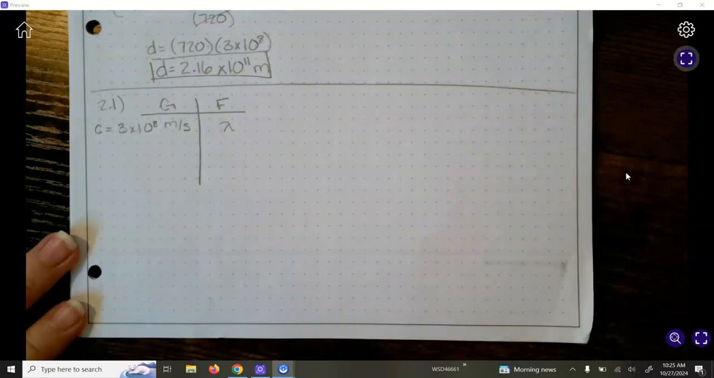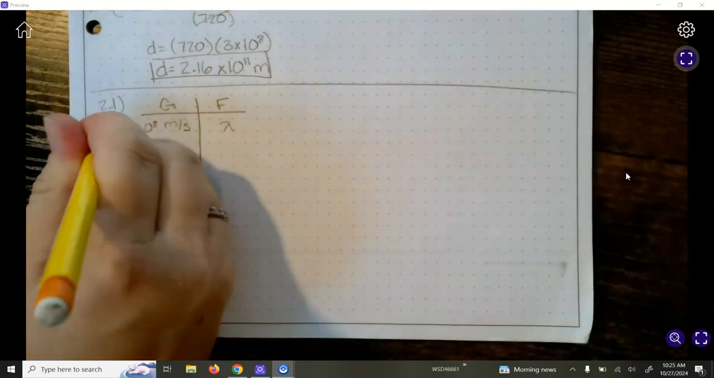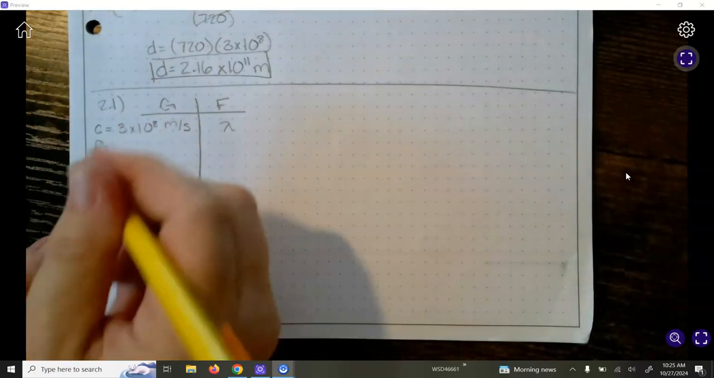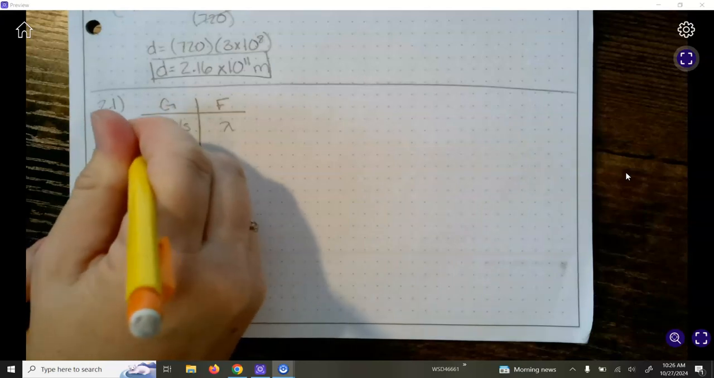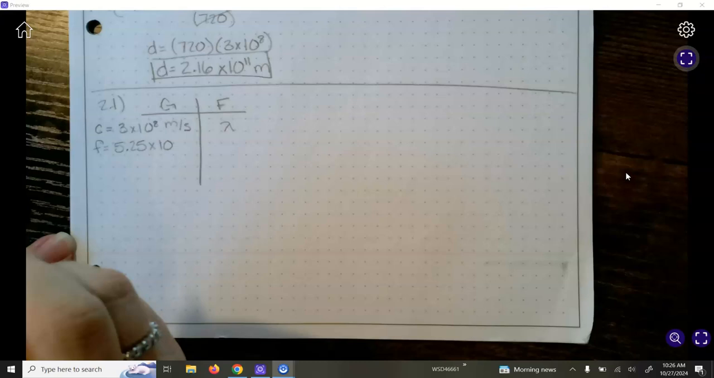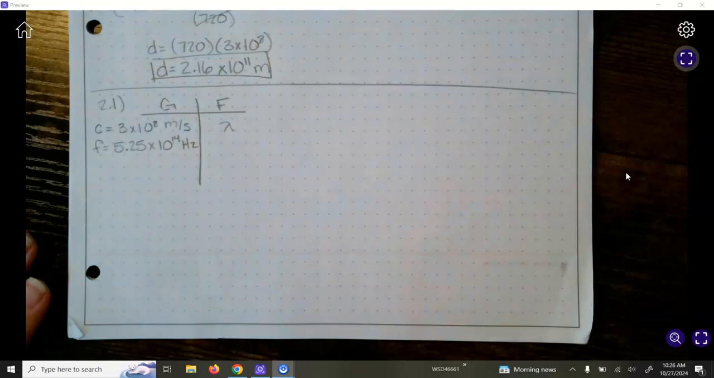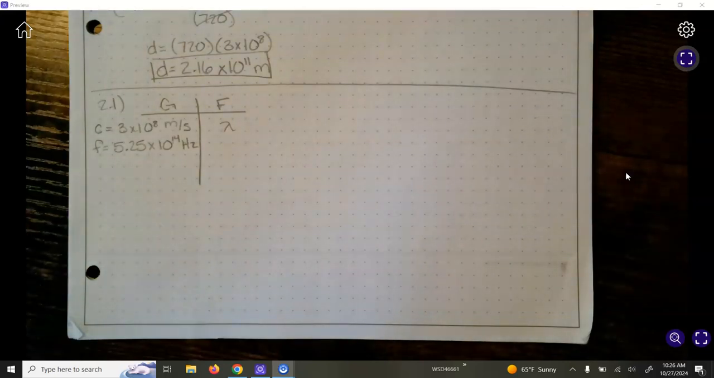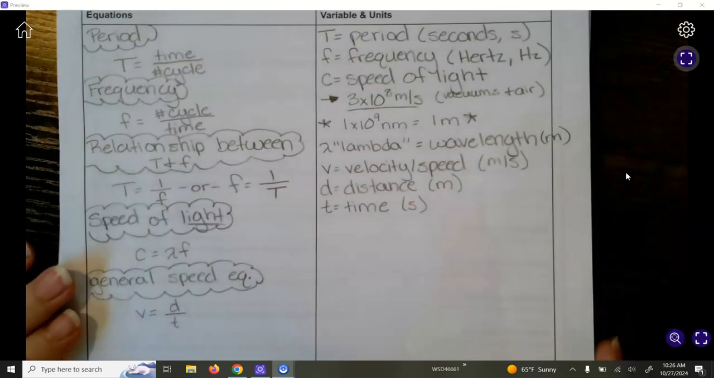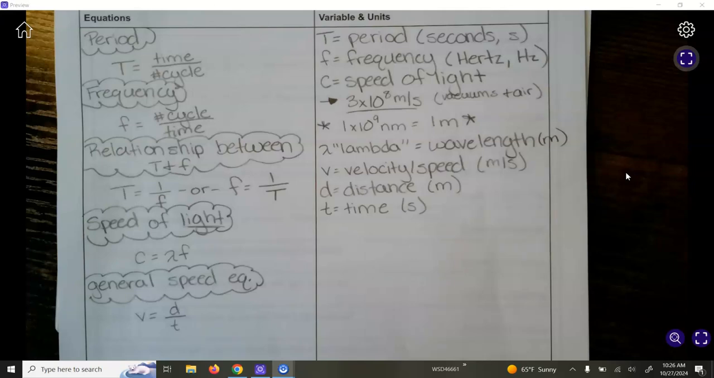All right, and then they give us the frequency of the light wave, and they tell us it is 5.25 times 10 to the 14 hertz. So we have the speed of light, we have the frequency of light, and we're solving for the wavelength. It's pretty obvious to me, but I want you to take a look at your packet. In the very front, we have all these equations that we've been looking at. Which one of these 5 equations do you think we're going to use to solve for lambda, the wavelength?